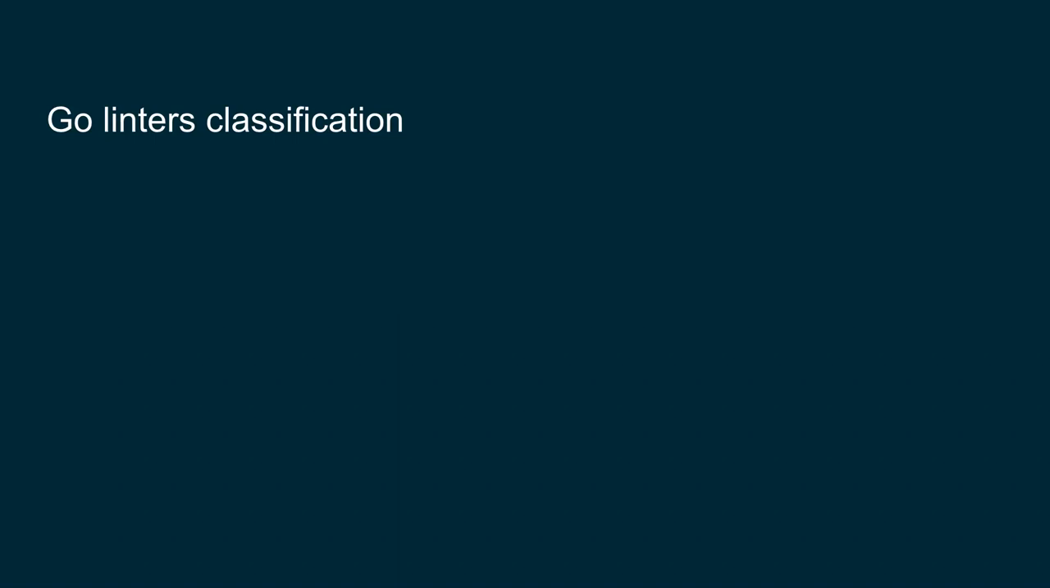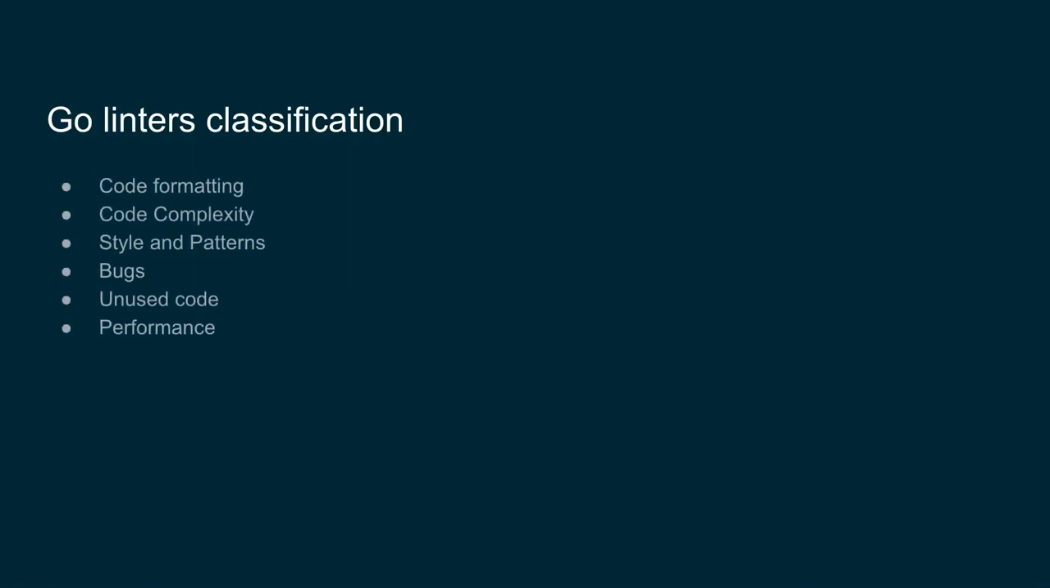So yeah, now that we have at least a slight overview of how it works, let's talk about Go linter classification. Basically, we can classify them by code smells. There are a number of different groups of code smells that we can divide them into. The first one is code formatting, like just Gofmt. That's probably the best example.